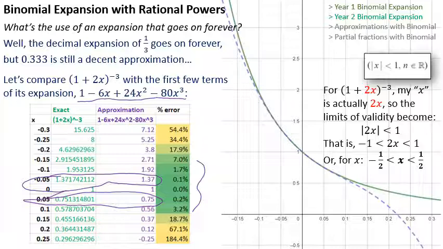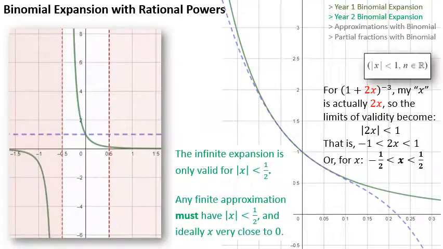So instead of putting mod x is less than 1, we're going to need to put mod 2x is less than 1. And the modulus signs here are basically saying the size of 2x is limited by 1, which means that 2x itself is allowed to be negative, perhaps, but it's not allowed to have a size greater than 1. So it's stuck between 1 and minus 1. And then all we need to do is divide all 3 sides of my inequality by 2. And we get x between minus a half and a half.